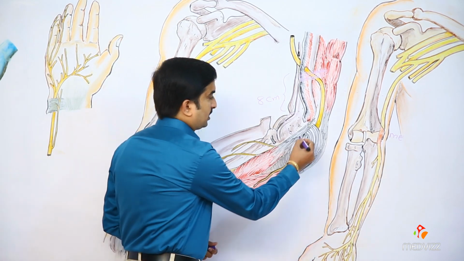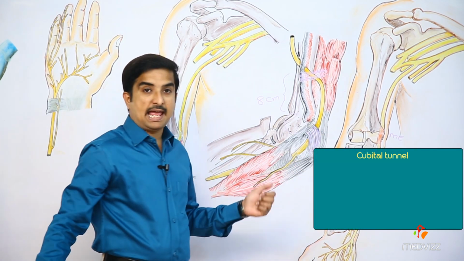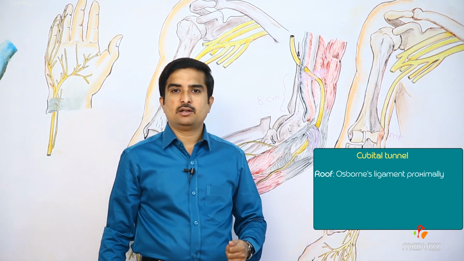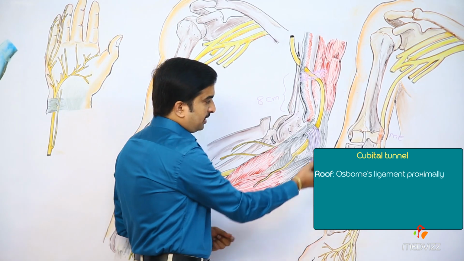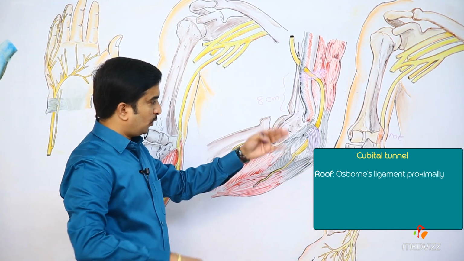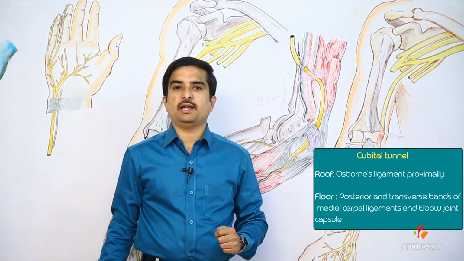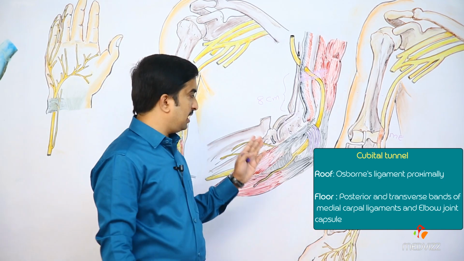As you can see, these are the fibers which are covering the cubital tunnel as a roof. So the roof of the cubital tunnel is formed by Osborn's ligament proximally. So this is the Osborn's ligament. So the roof is formed by the Osborn's ligament, and the floor is formed by the posterior and transverse bands of the medial carpal ligament.